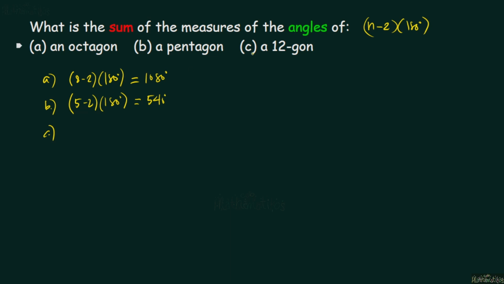And letter C, if we have 12 sides, 12-gon, so we have 12 minus 2 times 180 degrees. This gives us 1800 degrees. So these are the sums of the measures of the angles for each number of sides: octagon, pentagon, and the 12-gon, or 12-sided polygon.